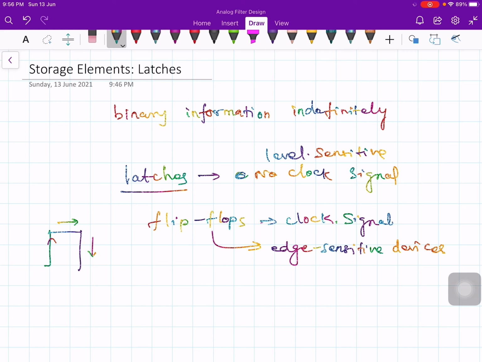So the two types of storage elements are related to each other. You can go from latches to flip-flops. In fact, if you want to understand a flip-flop, you should be very good in latches. Once you know the operation of latches, then it's very easy to understand flip-flops. Therefore, we need to start with latches. So let us start off with latches.